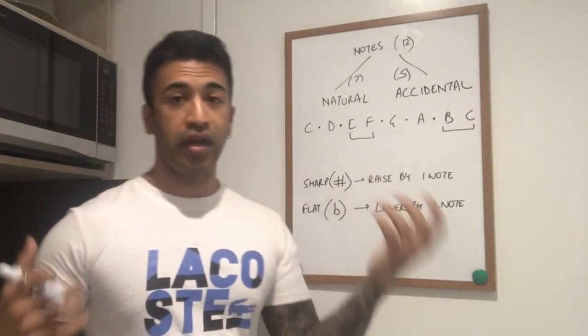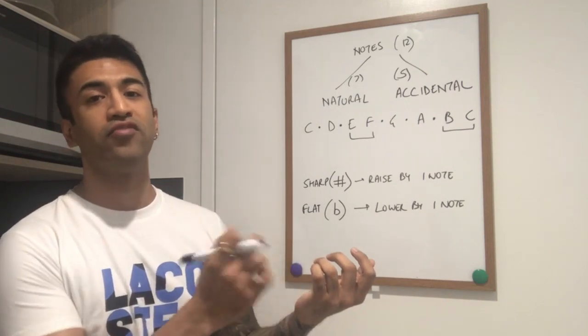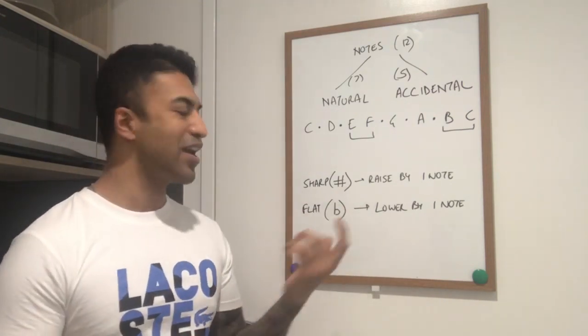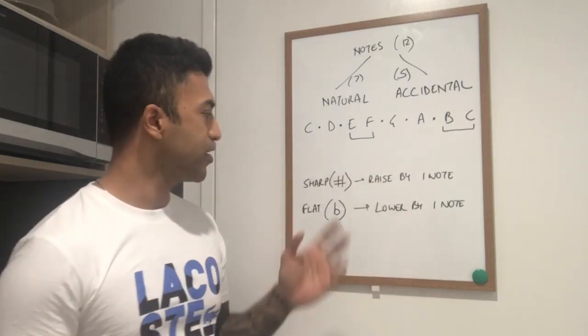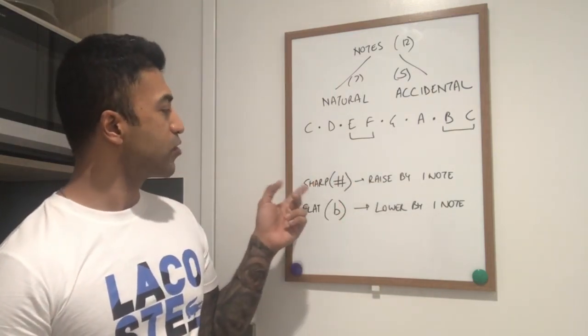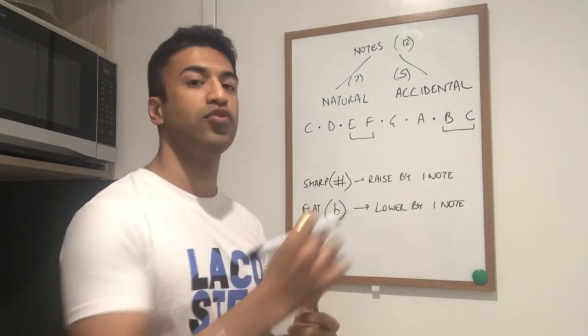So again, in guitar terminology, if you're raising by one note, it means you're moving one fret to the right, and flat means lowering by one note, or moving one fret to the left, right? So that's what sharp means. Sharp is one note to the right, flat is one note to the left.